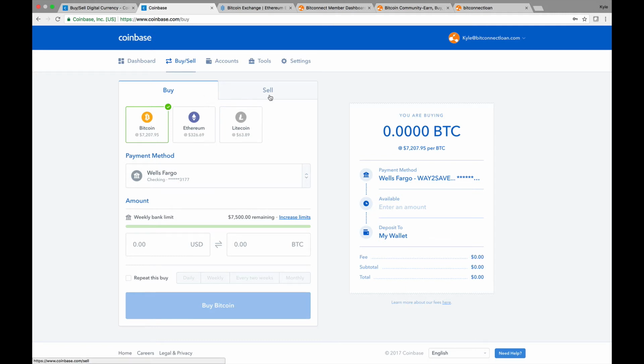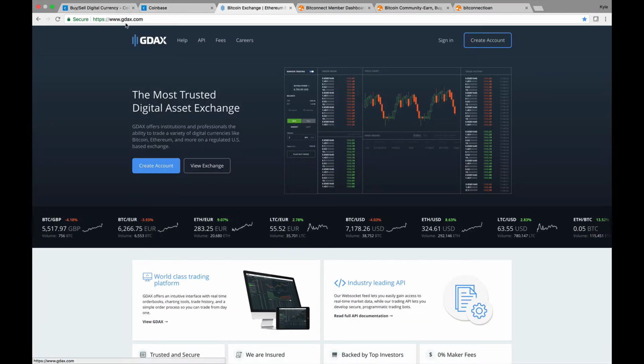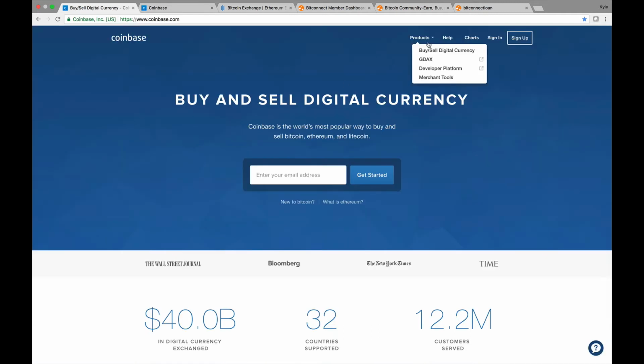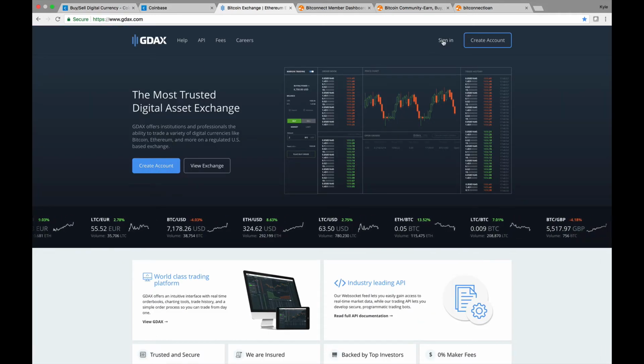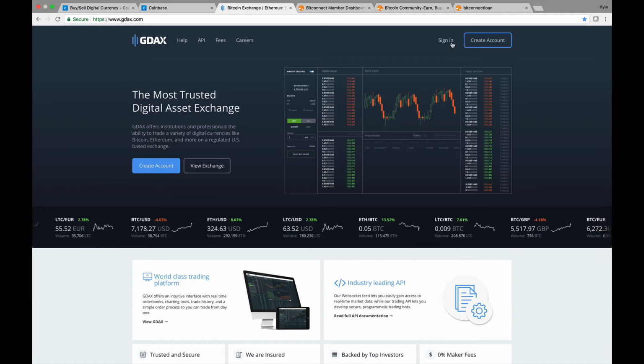So instead of buying and selling on Coinbase, let's jump over to GDAX. So going back to their homepage here, you can see that they have products, they have the GDAX, right? So you click that, it's going to open up this screen for you, and you're going to want to create an account for GDAX. So you go ahead and do that.